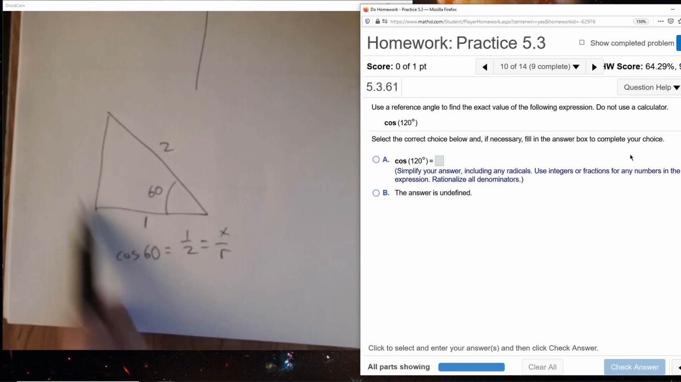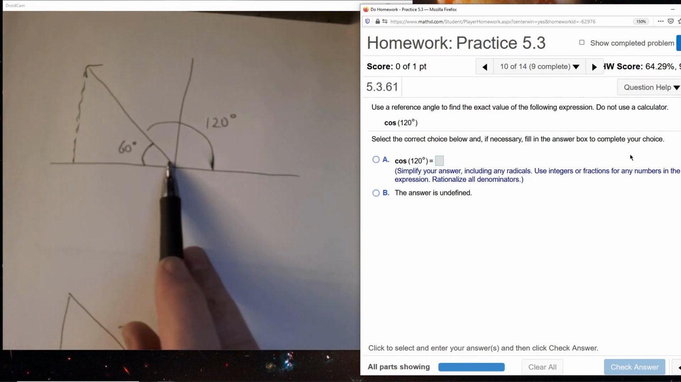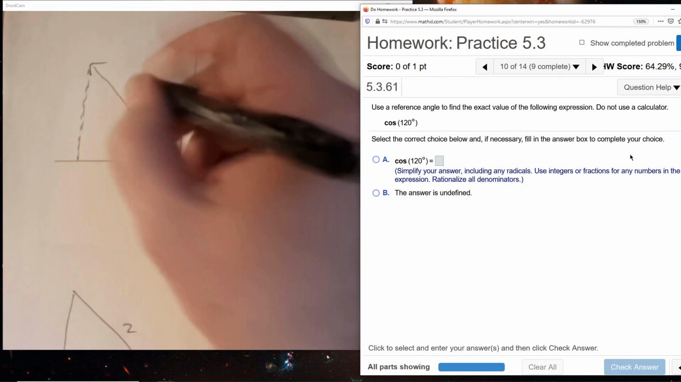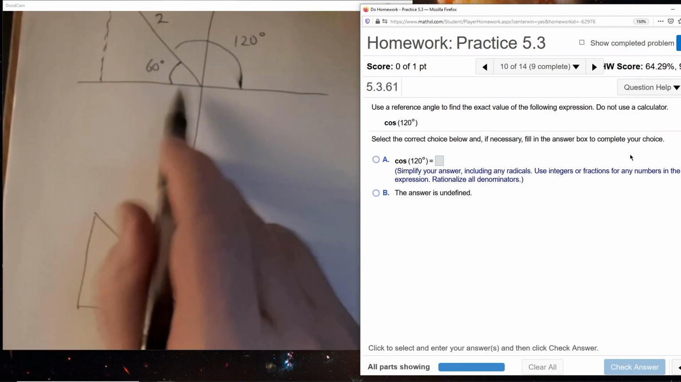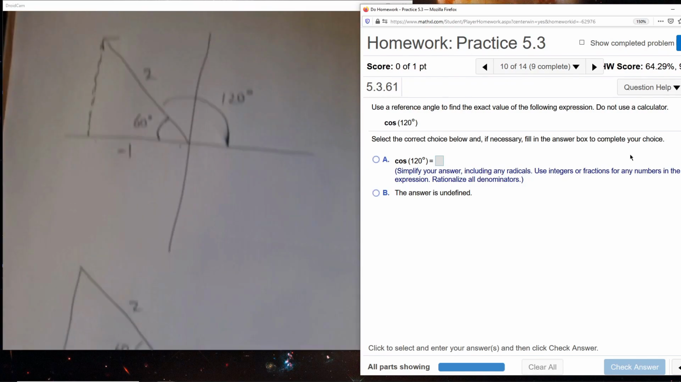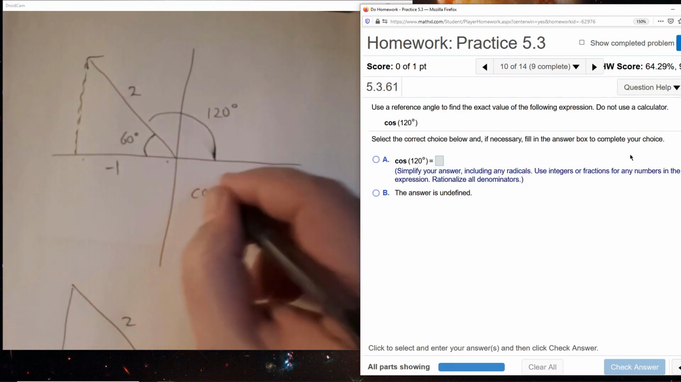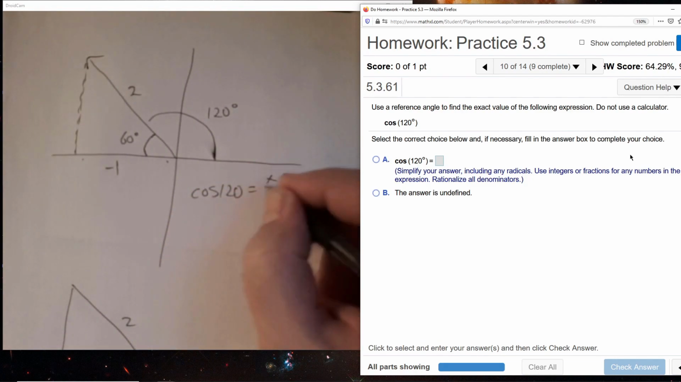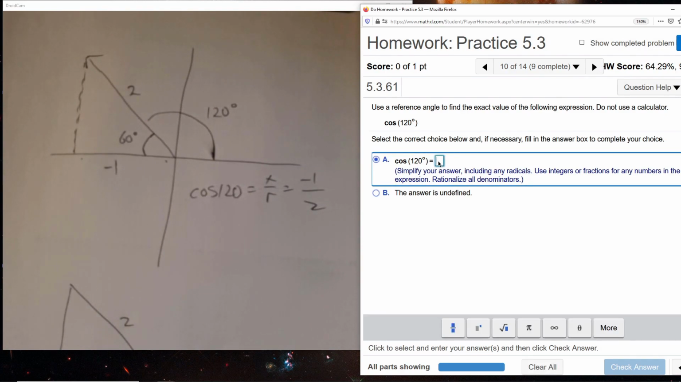And now we'll take our picture and put it back onto the coordinate system. So our hypotenuse is 2, but this leg on our coordinate system is -1. And so when we look at cosine of 120, which is x over r, we have x is -1 and r is 2. So cosine 120 is -1/2.